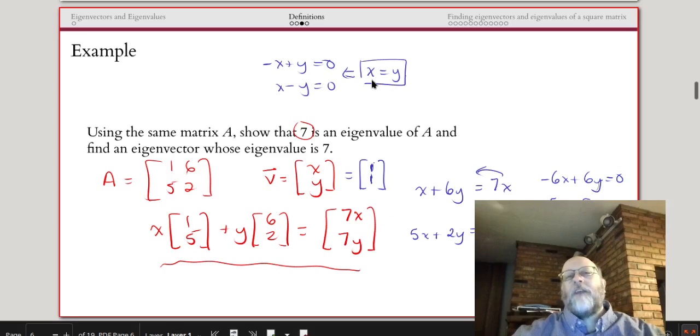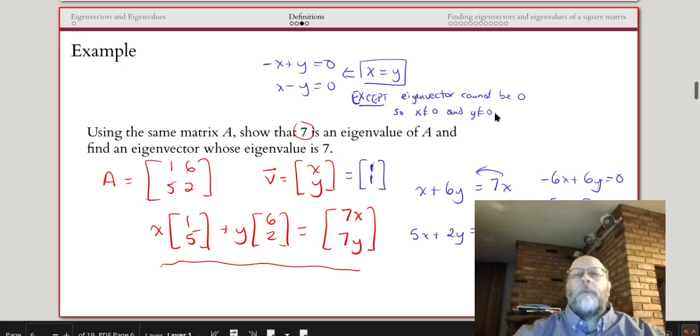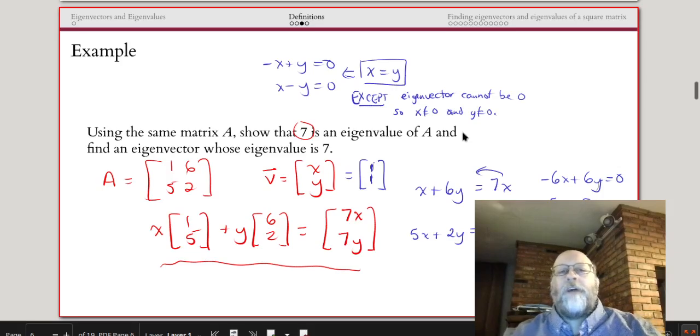In fact, any vector in which x is equal to y, except that we have a requirement that the eigenvector cannot be 0. So x and y cannot be 0. So any vector in which x equals y, except for the vector 0, 0, would be a valid answer for finding an eigenvector.